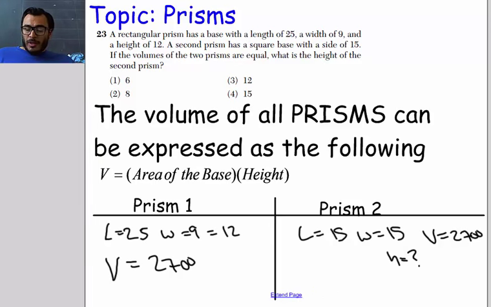All right, so we're going to have to go ahead and do some algebra. So volume is going to be the area of the base, so that's going to be 15 times 15, which is 225, times some height. Well, I know what the volume is, so I could substitute for the volume here with 2700. And now all I have to do is just solve for h. So I got 2700 divided by 225, and that's 12. So the answer is choice 3.